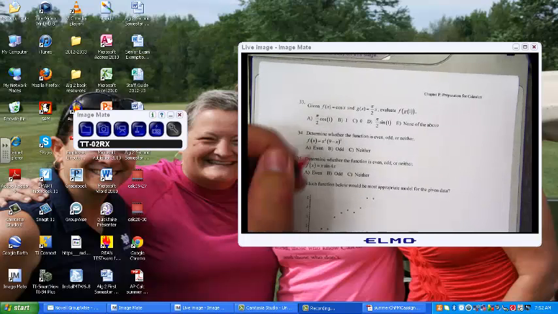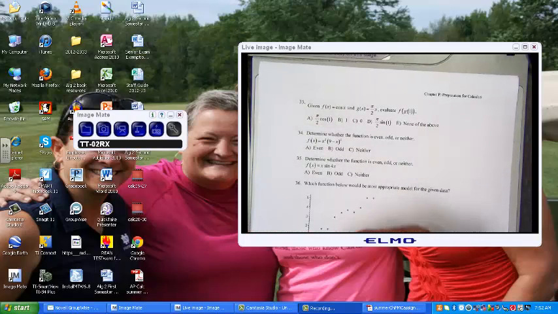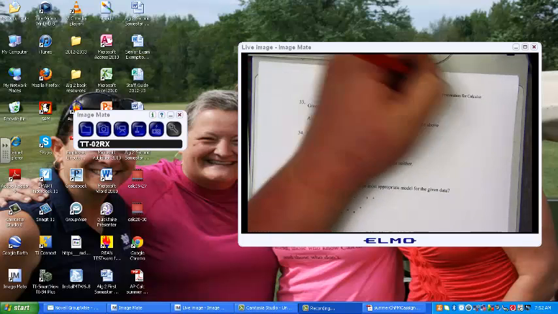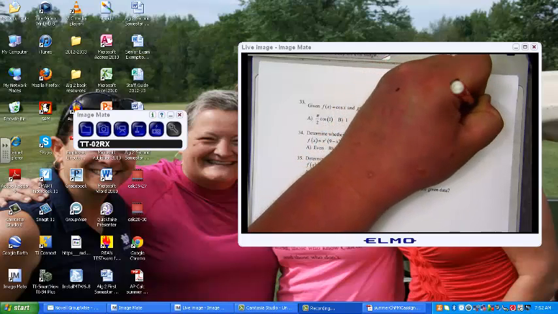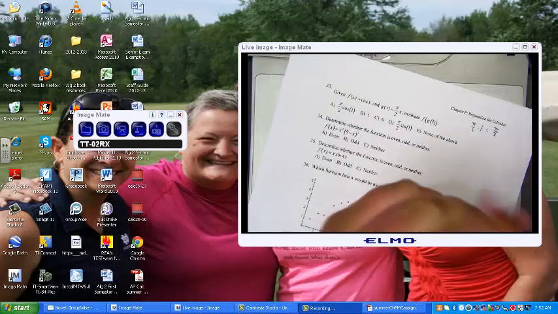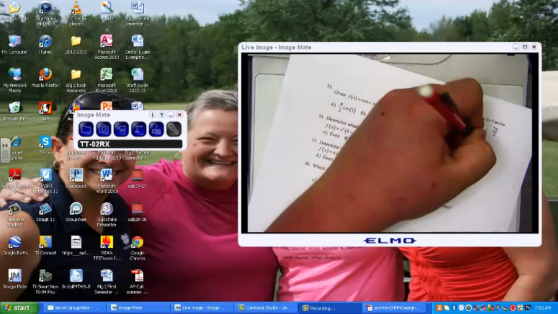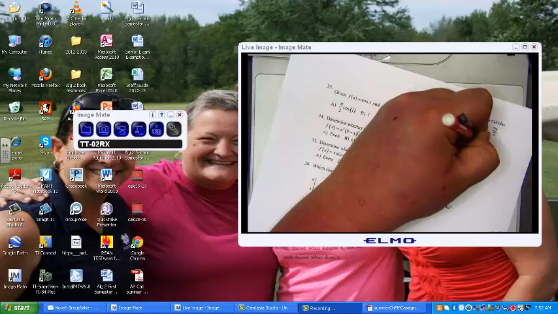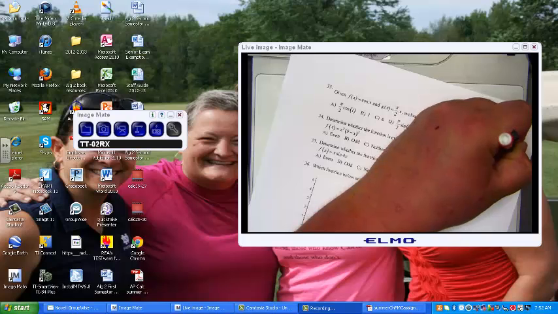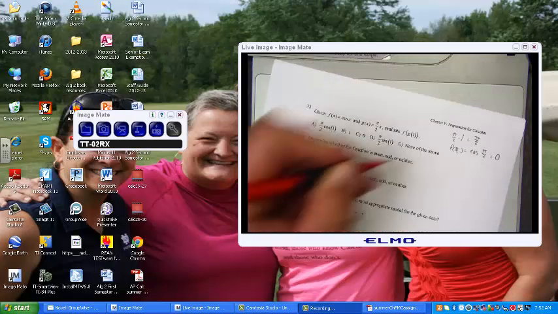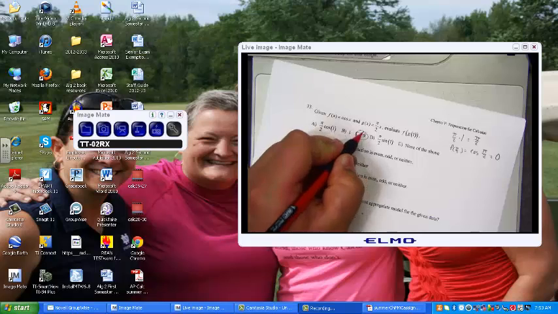Okay, now for 33, we're given f of x equals cosine of x, and g of x equals pi over 2 x, and we're going to evaluate f of g of 1. So what you're going to do is plug 1 into g, so you'll be getting pi over 2 times 1 equals pi over 2, and then you will plug pi over 2 into f of x, which would be the cosine of pi over 2, which equals 0. So the answer is C, 0.